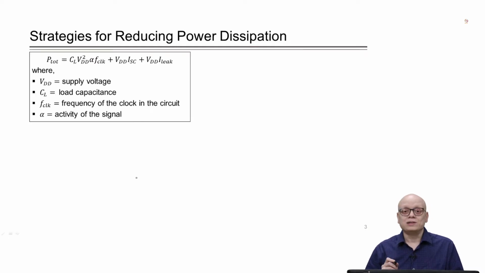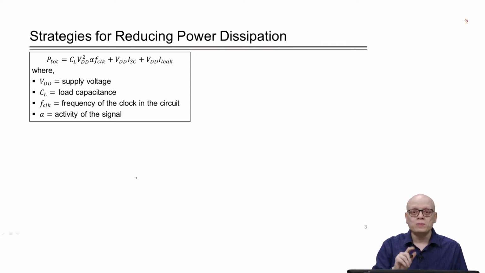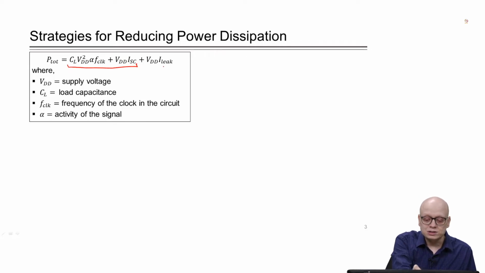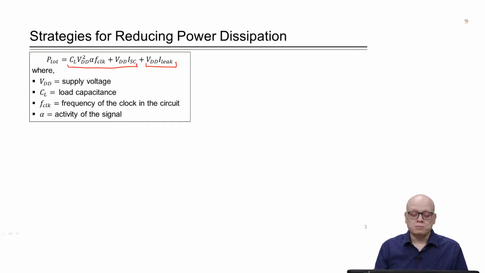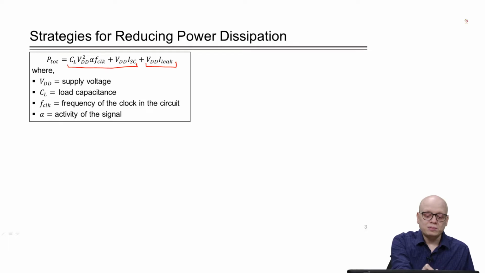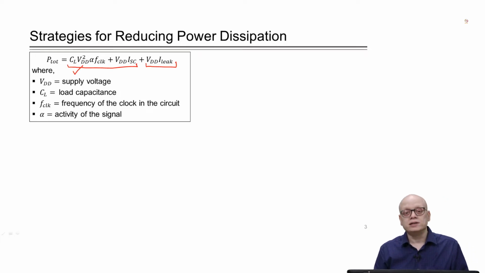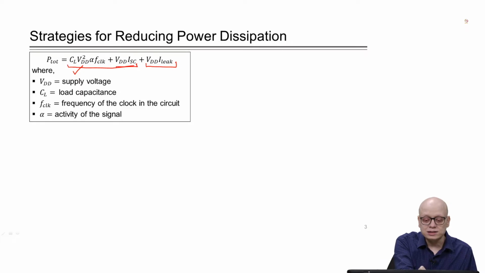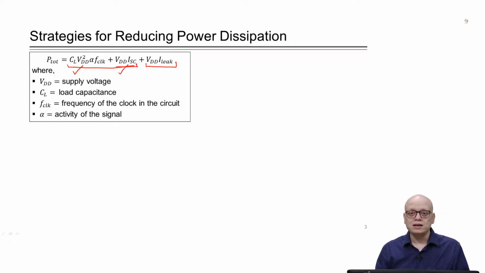Now, in the previous lecture, we had looked into power analysis and we saw various components of power dissipation. We understood that there are two major components of power dissipation, the dynamic power dissipation and the static power dissipation, right. Now, dynamic power dissipation is also divided into two parts. The first component is related to switching power dissipation and the second one is related to the short circuit power dissipation. So, if we want to reduce power dissipation, we must target these components of the power dissipation.